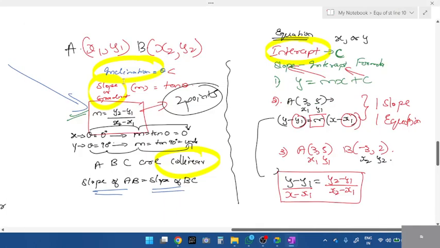And all the yellow ones are keywords: inclination, slope, collinear, intercept.